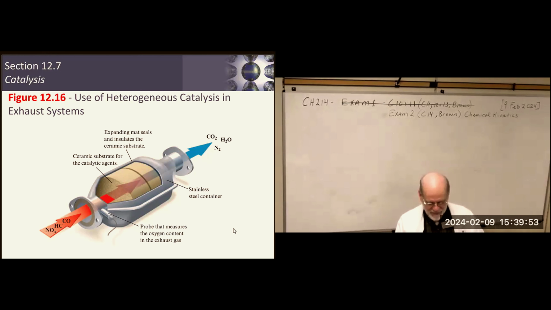So the manufacturers finally figured that one out, and they got rid of the beads and replaced them with a honeycomb that you can't get out without taking the catalytic converter apart.